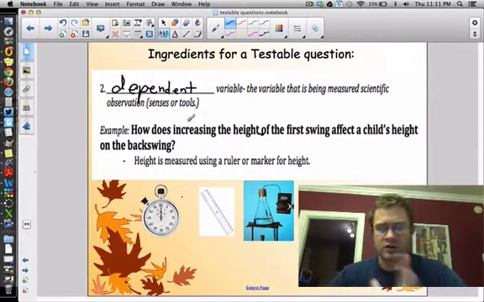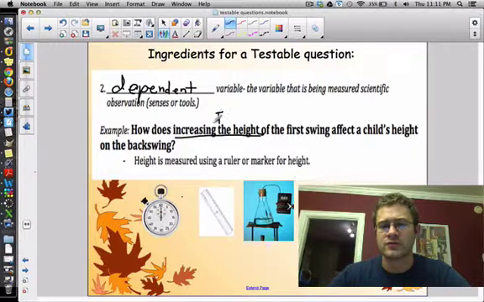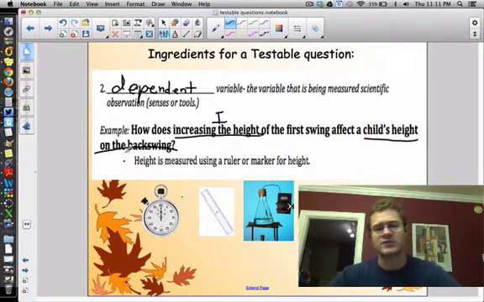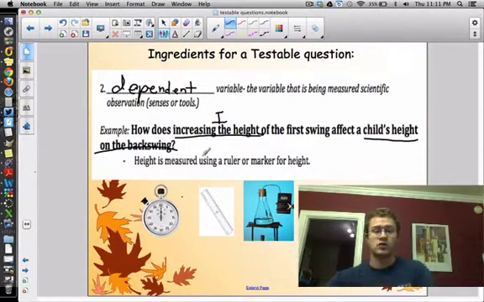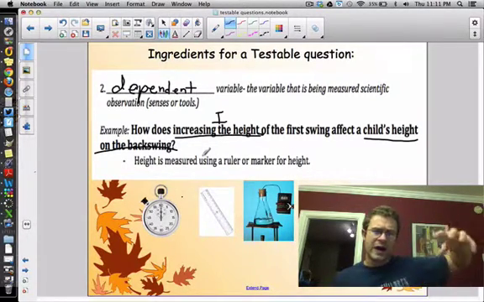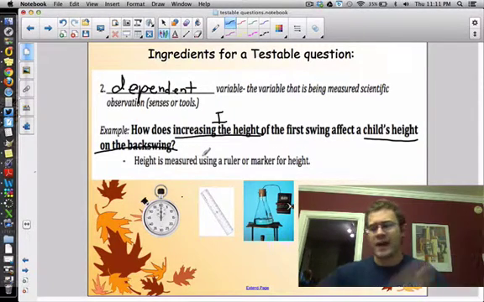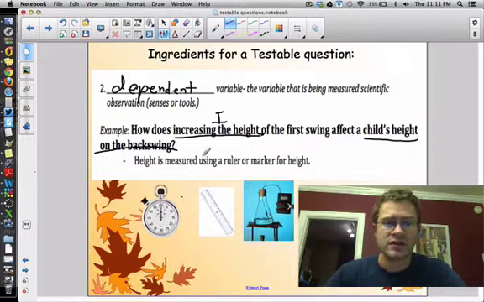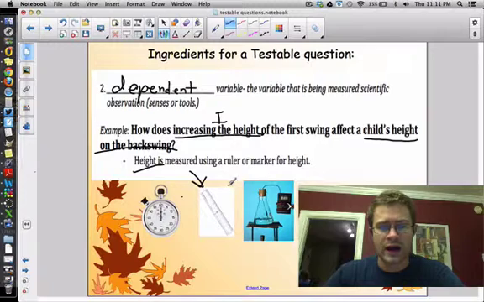And so, for example, in our mega example again, we changed the increasing of the height. That was our independent. So I'm going to write an I above it. The child's height on the backswing is what we are measuring. So that is in response to the change. Because I increased the height from just the bottom where the gravity just pulls them down to farther back, that's going to change the height of the backswing. And so we're observing that change. That is our dependent variable. Okay, and so we use a tool, we use a ruler to measure height for that. And that is our dependent variable.